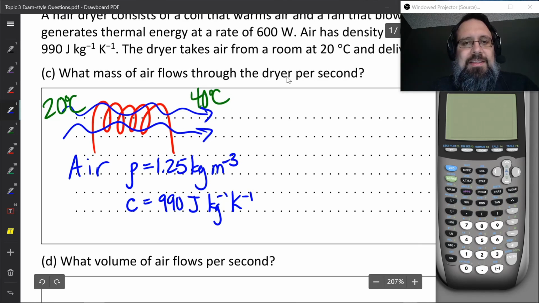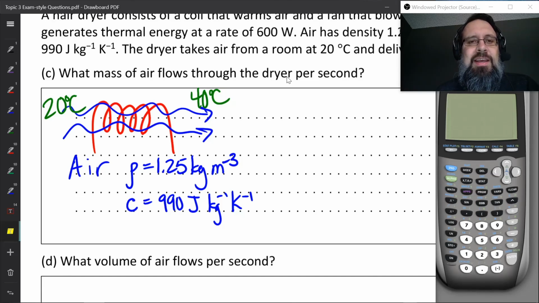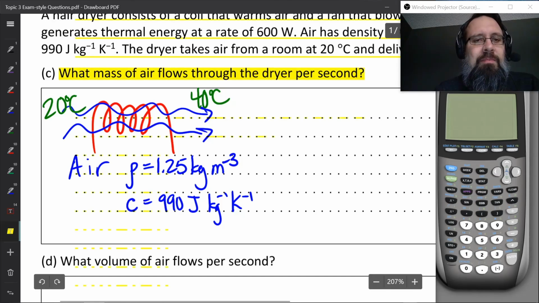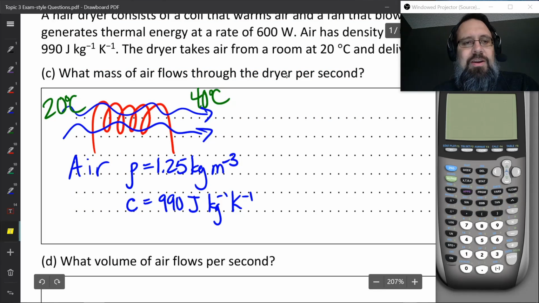So we need to take this information and calculate something that sounds really strange because it's not a quantity that's in any of our equations. What mass of air blows through the dryer per second? So we're trying to figure out the mass of air per second.